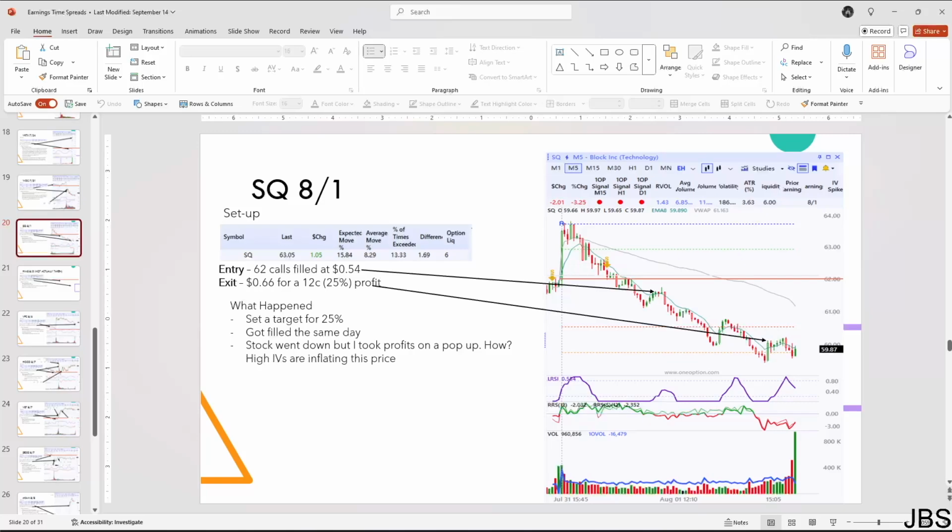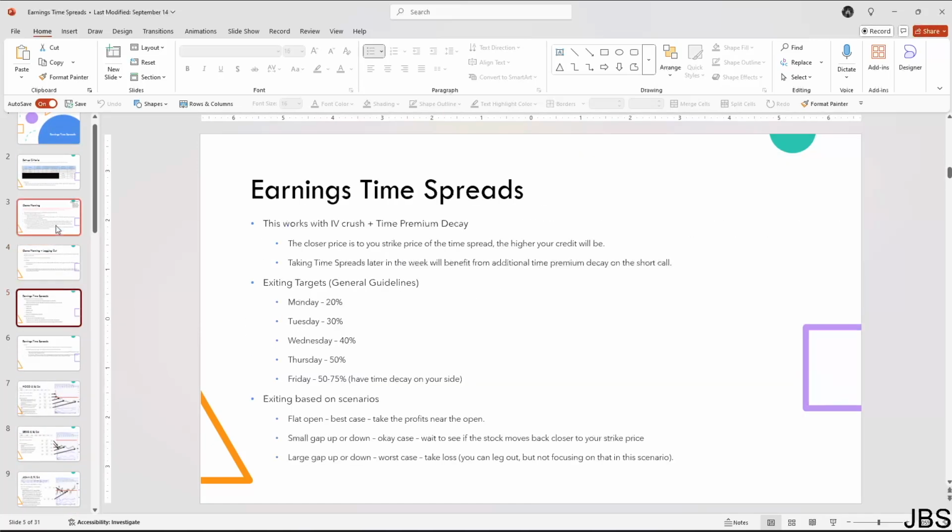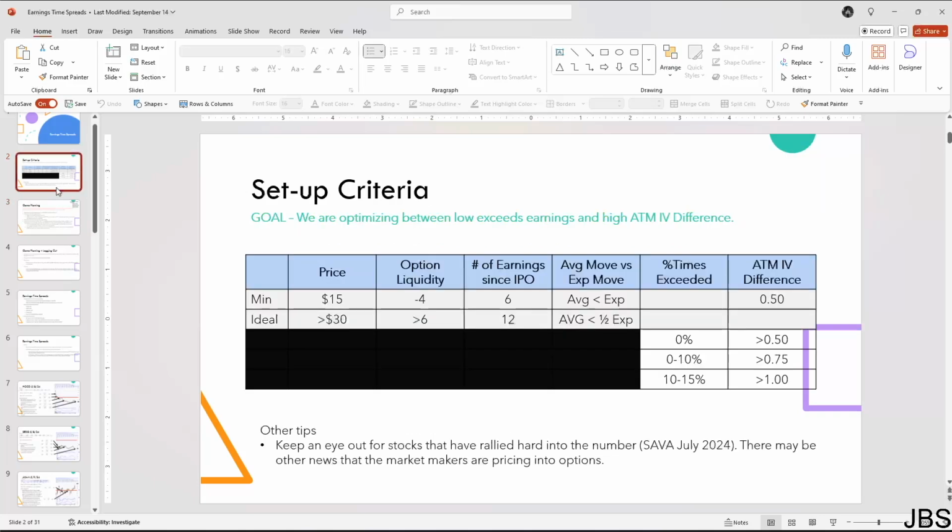So I did give quite a few picks in August for time spreads. I gave 9 picks, so we're going to go over all nine picks right now. The first one here was Square. So this is a pretty good setup, and I'll just review my setup quickly over here. I have a couple of setup criteria here, and I hope this table explains it pretty well, but here's ideally what I like to do.